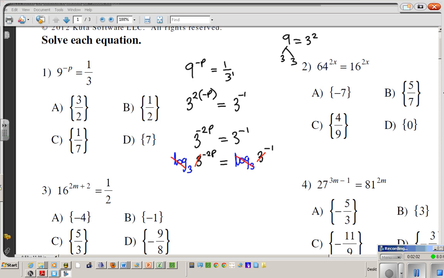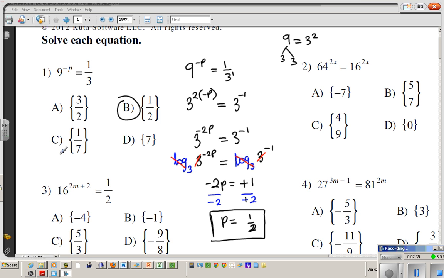So you're left with -2p equals -1. To isolate p, simply divide both sides by -2 and -2. And your final answer p is going to be 1/2 because minus over minus is a plus. Alright? So the answer is p equals 1/2. Answer for number 1 is B.